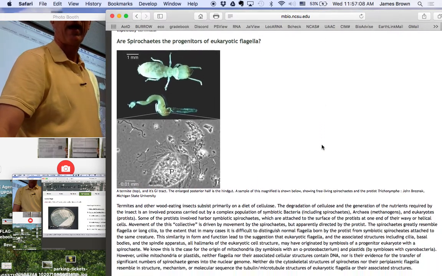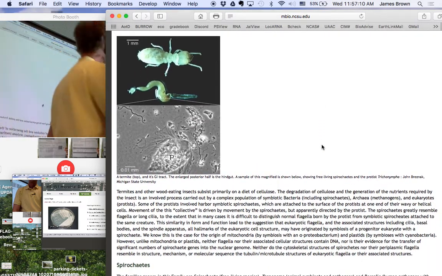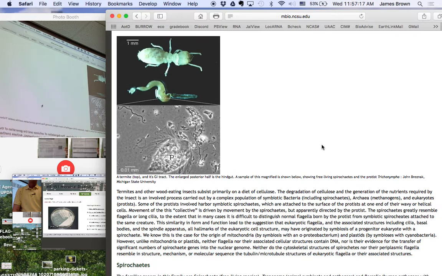We already talked about habitat. Here's a great example. So here's a termite. You take a pair of forceps, not to be too gruesome, and hold its head and pull its body apart, and you get the gut here. This is the hindgut.